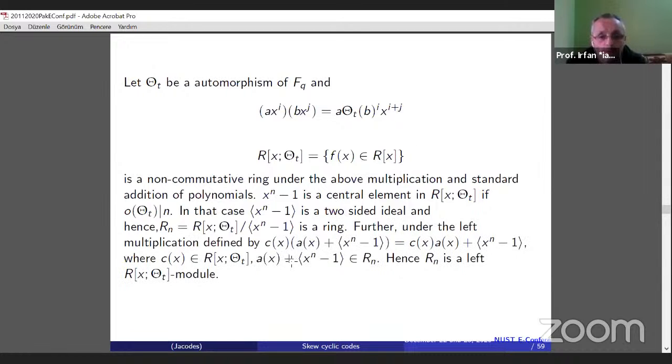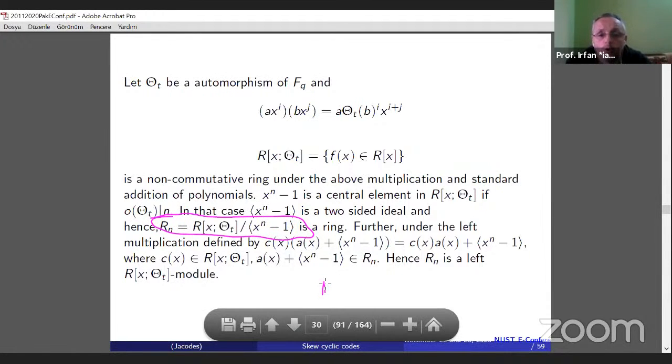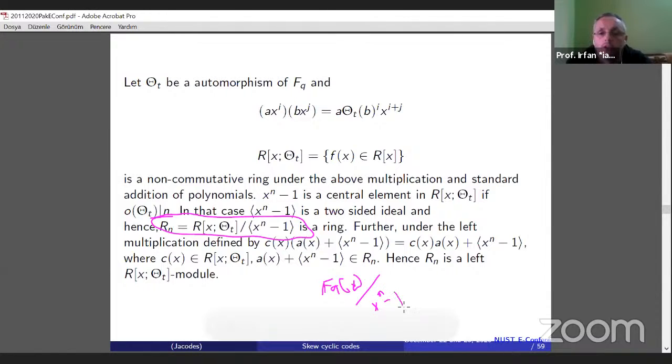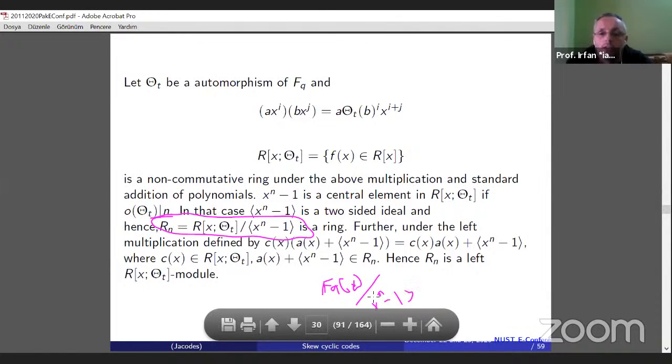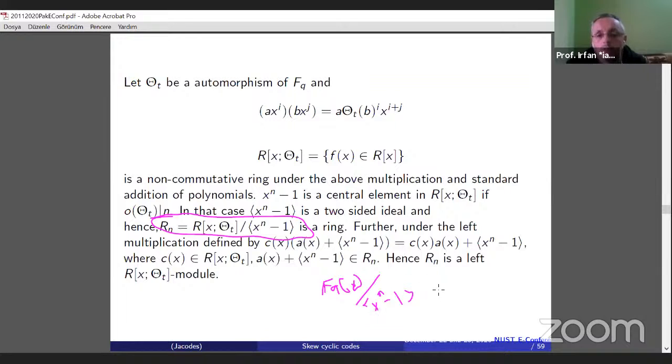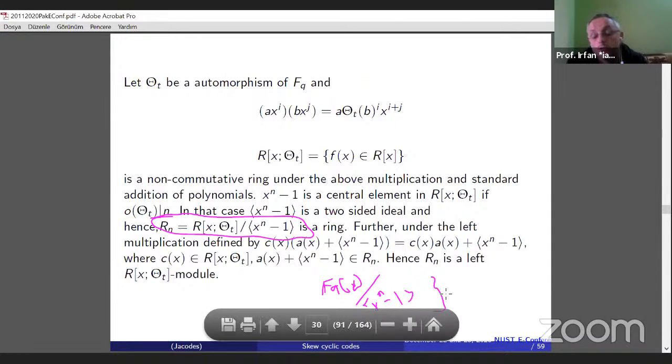Again, here we can divide. We can define the quotient ring. Okay, so it becomes an extension of the original quotient ring over FQ, x modulo x to the n minus 1. So we are introducing ring elements to the extension. That's what's happening. And also we borrow some properties from this particular base quotient ring.